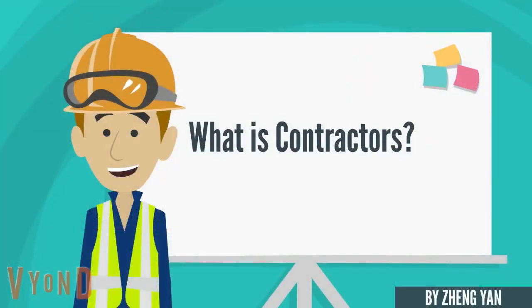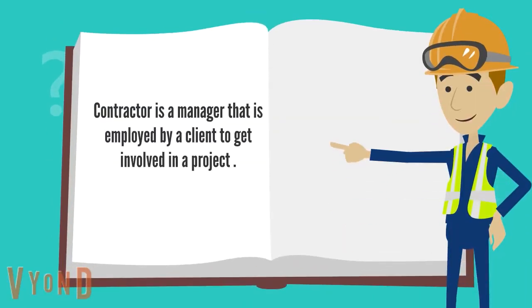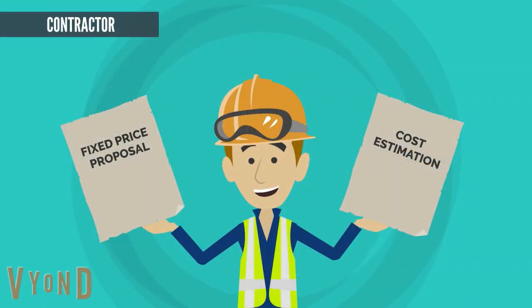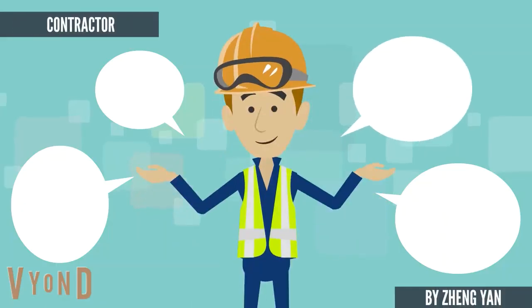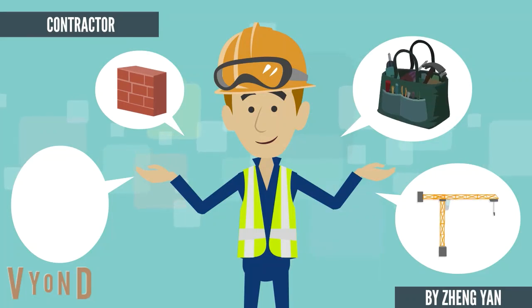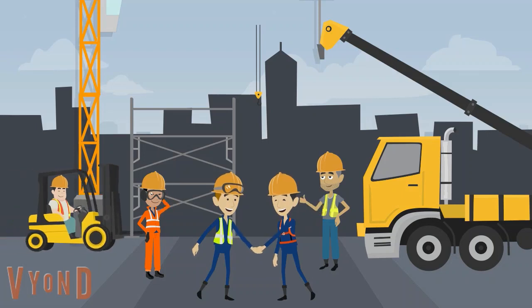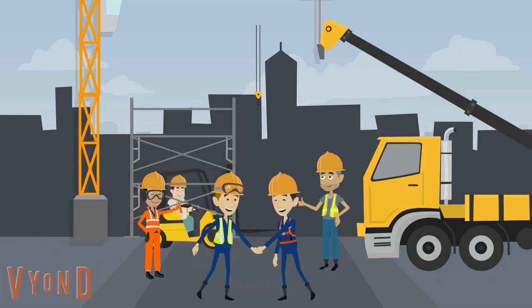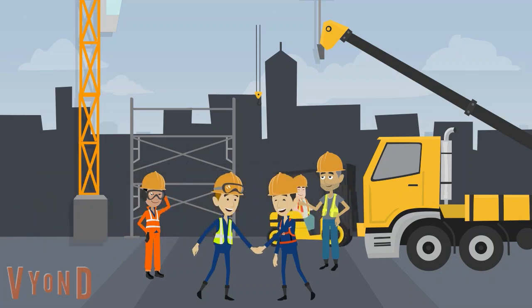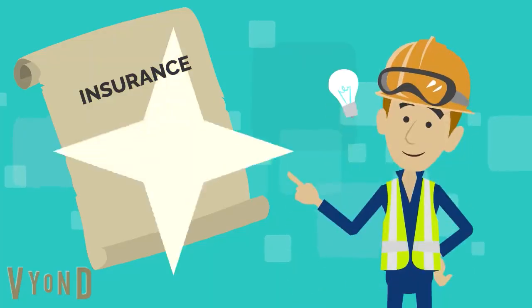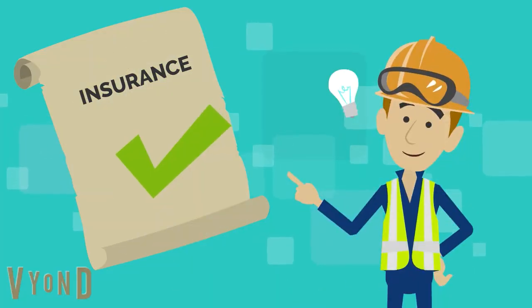What is a contractor? A contractor is a manager that is employed by a client to get involved in a project. What should they submit for a project? A contractor should submit a fixed price proposal or bid and also cost estimation. The general contractor considers the cost of material and equipment, as well as the cost of labor, to provide the owner with the price of the project. The contractor should have enough resources to complete the first stage of the construction. After that, contractors shouldn't forget about having insurance in this project in case anything happens.